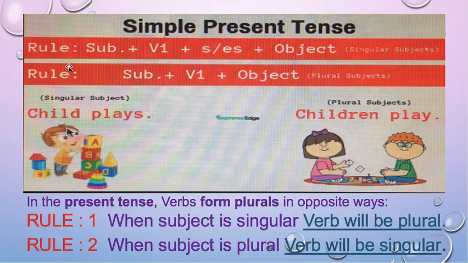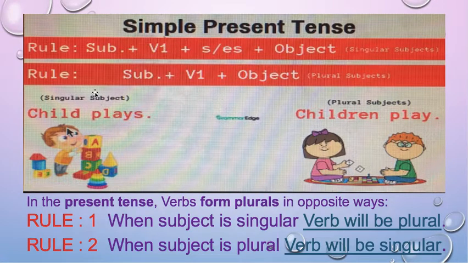Okay, so there are certain rules which we have to follow when we are forming a simple present tense sentence. Now let us see what it is. What is the formation of simple present tense? Subject plus verb plus s or es plus object. This form will be used when the subject is singular. If the subject is singular in a simple present tense sentence, then the verb will be plural.